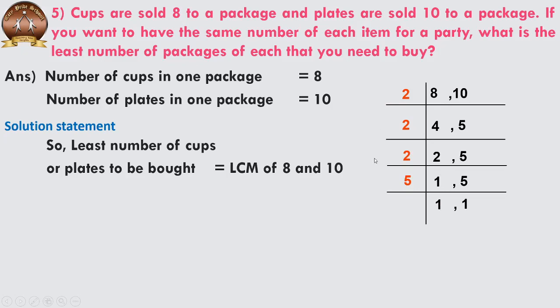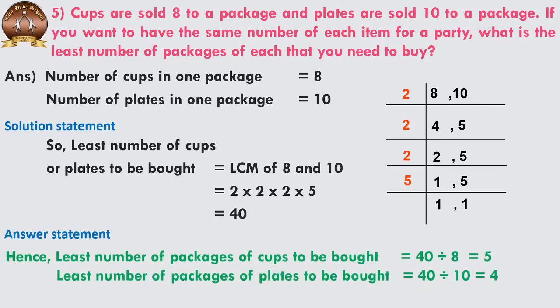The prime factors that we get in the orange color are 2, 2, 2 and 5. When we multiply these, we get the LCM of 8 and 10 as 40. So 40 is the least number of cups or plates to be bought. But because they come in packs, we are going to divide 40 by 8 and 10 to know the number of packets of cups and plates that we need to buy.